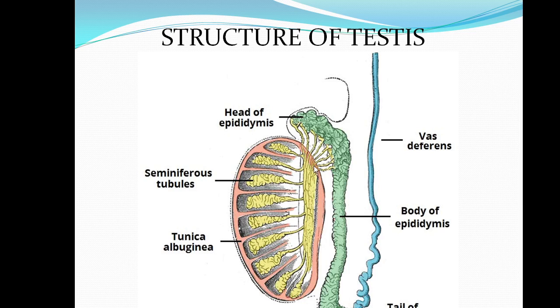Here what you can see is the rete testis and the posterior border. At the upper pole of the testis, this rete testis is continuous with the head of the epididymis by efferent ductules. So these are the efferent ductules. This is the head of the epididymis, and here you can see the middle part is the body and the lower part is the tail of the epididymis, and this is continuous with the ductus deferens or the vas deferens.